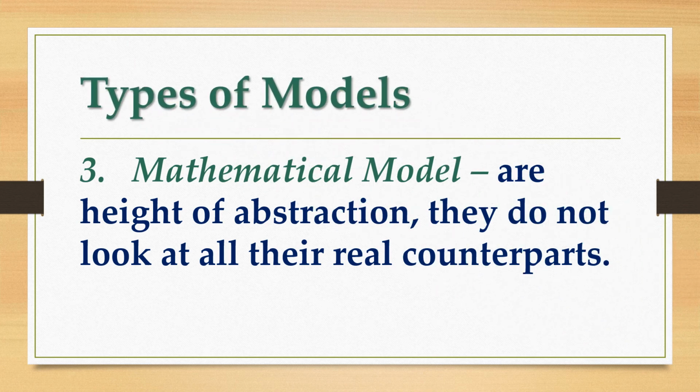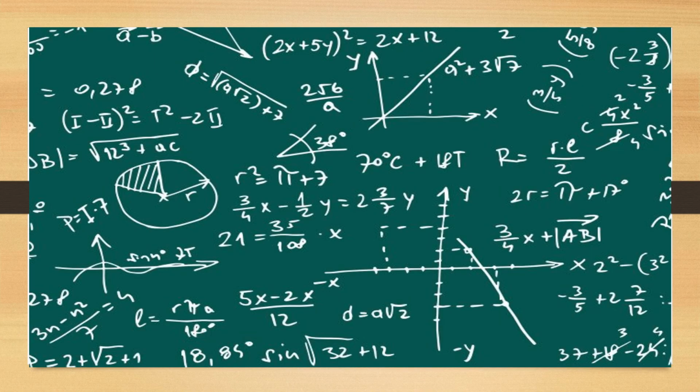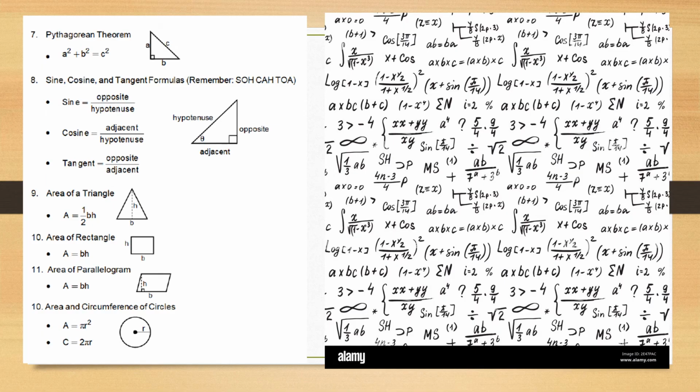Then last type of model is the mathematical model. So sa mathematical model, we will be using different formulas. So there will be different symbols, there will be numbers, letters, different symbols that will be used in order for us to come up with an alternative. So there are different formulas that we are using in science, in mathematics, so in decision making, in management, in business, and those are examples of mathematical model.